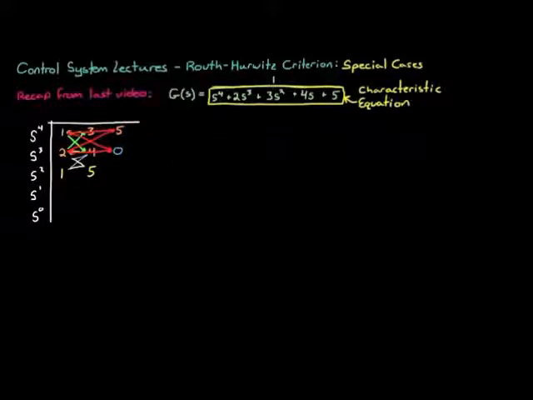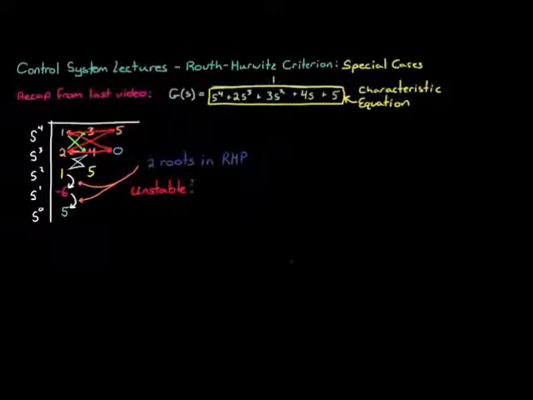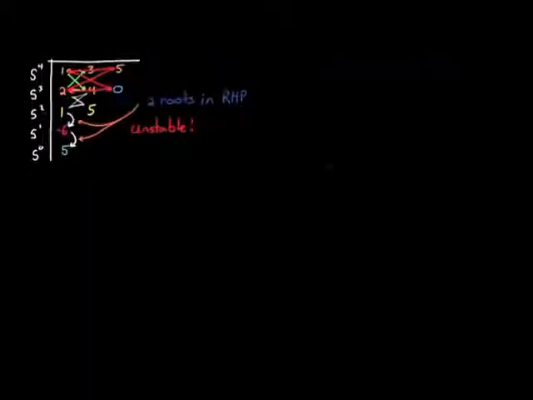And when you reach the end of the columns, you can move down to the next row and start it all over again. And once the entire table is filled out, you can count the number of roots in the right half plane by counting the number of times the sign changes in the first column of the table. In this case, there are 2 roots in the right half plane because the sign changes once between 1 and minus 6 and a second time between minus 6 and 5. Therefore, this system is unstable. Alright, enough of the recap.